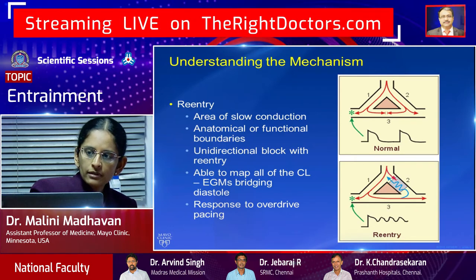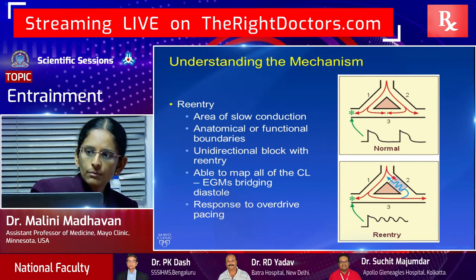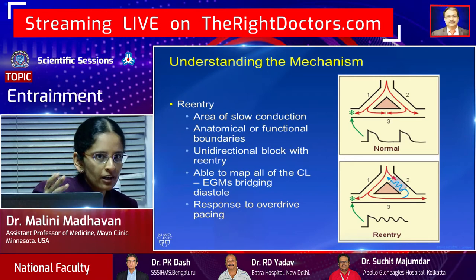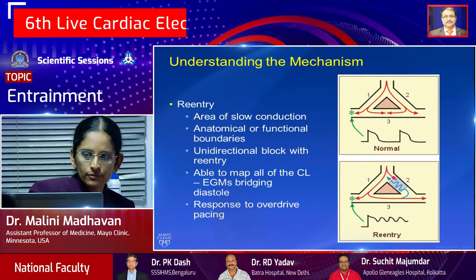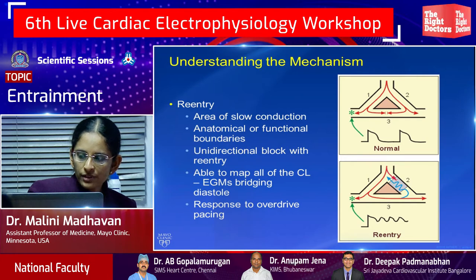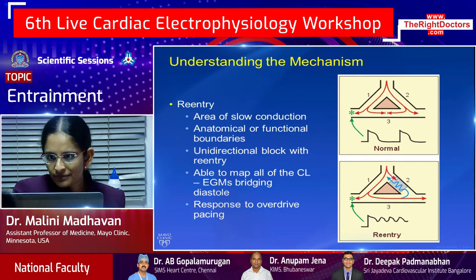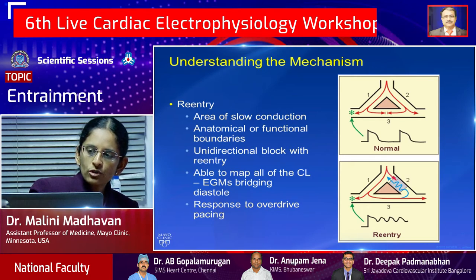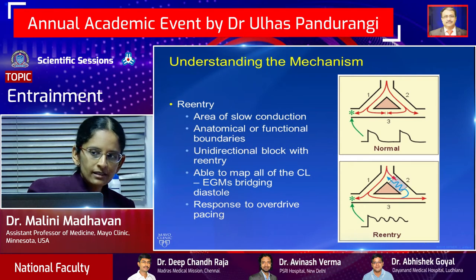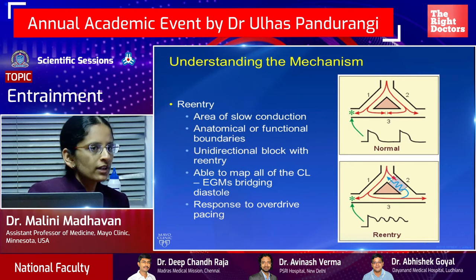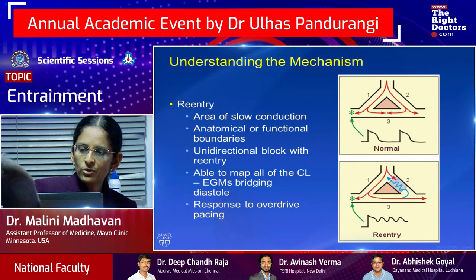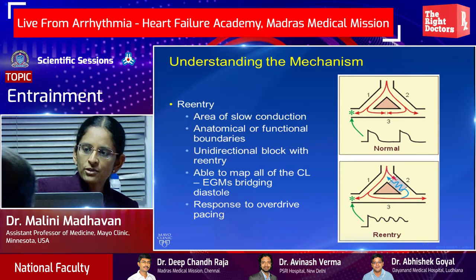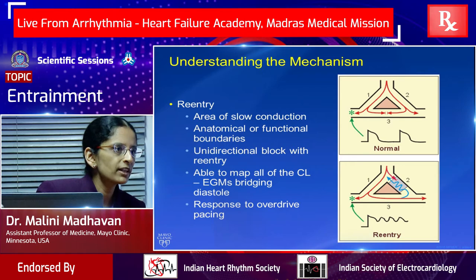So in the top figure here, let's say limb 2 of the circuit is where the slow conduction is. Say the patient has had a myocardial infarction and there is slowing of conduction. What happens in sinus rhythm is there is uniform activation of limb 1, limb 2, and then there's really no setup for a re-entry to happen. So this gets activated this way, and then this gets activated this way, and there's really no way of having re-entry.